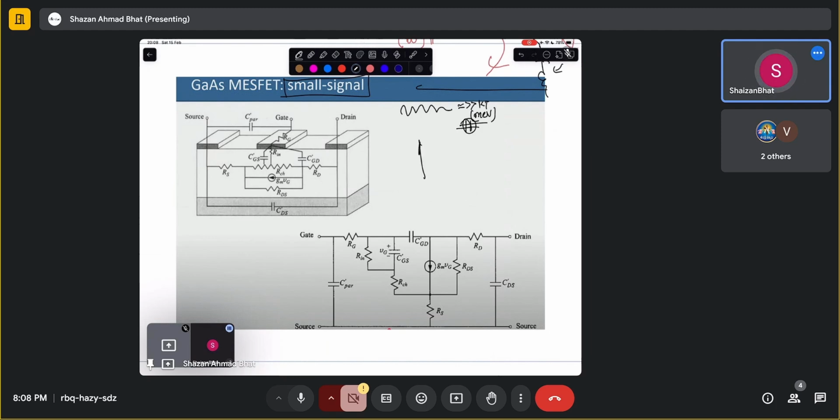You have a DC, and over the DC you write a small signal which is a fluctuating AC. So that's why you write the overall current as some DC part plus some AC part. That will be the overall signal, whether it is current or voltage. So this is the overall schematic, and this is for the small signal.